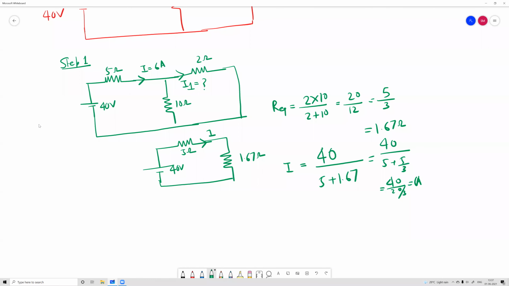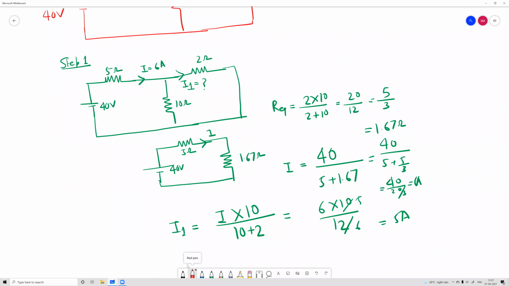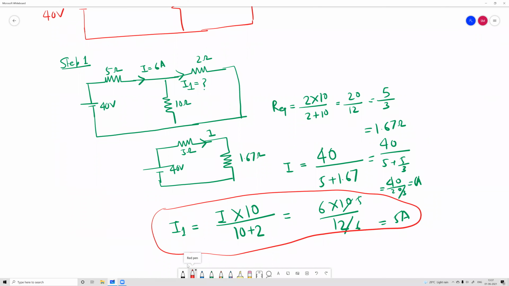I1 is equal to I total into resistance of opposite branch divided by resistance of own branch plus resistance of opposite branch. Very good. Did you understand what she said? That is 5 amps. So I1 is 5 amps. We will use this, this will be required. Up to this is fine, no problem. Okay, good.